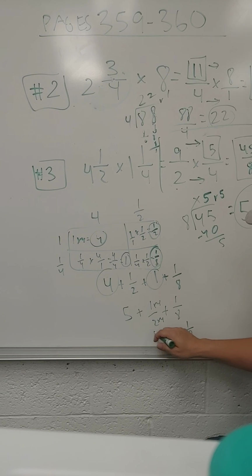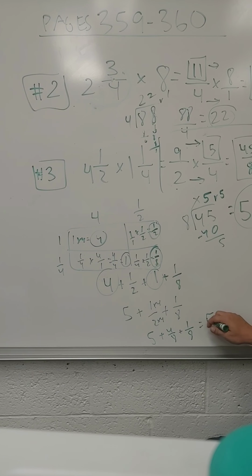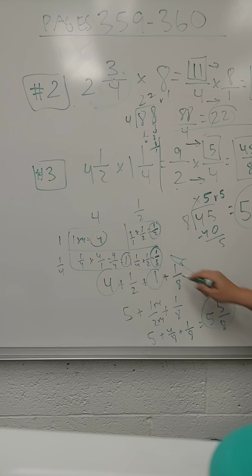Plus 1/8. So we have 5 plus 4/8 plus 1/8 for a grand total of 5 and 5/8. Okay? Again, a totally different strategy, but another way to get to your answer. Focus on this portion for the majority. Use this if it comes easy to you, basically.